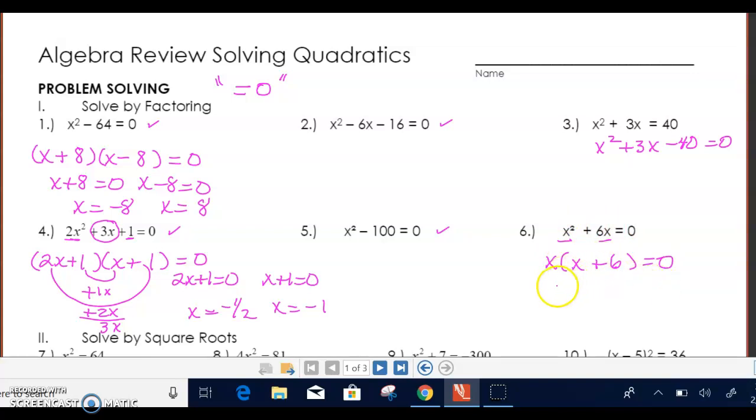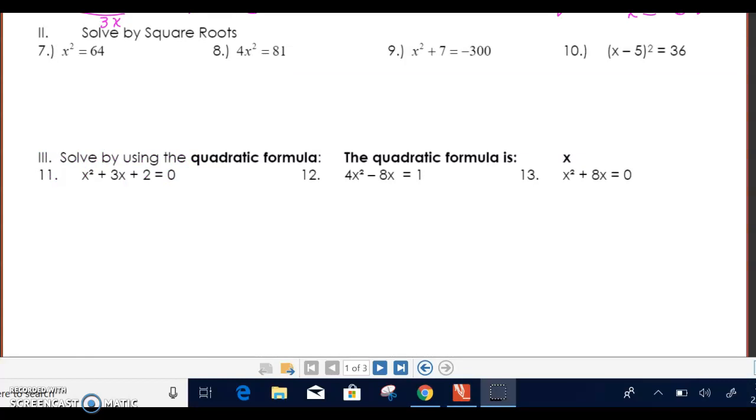And remember, once it's factored, you can set each one of those factors to 0. So one answer is x equals 0. The other answer is x equals -6. Two answers. Every quadratic has two answers. Now, I would suggest you work on the other ones that I didn't work, practicing your factoring. The next section on this sheet wants us to practice the method of using square roots.